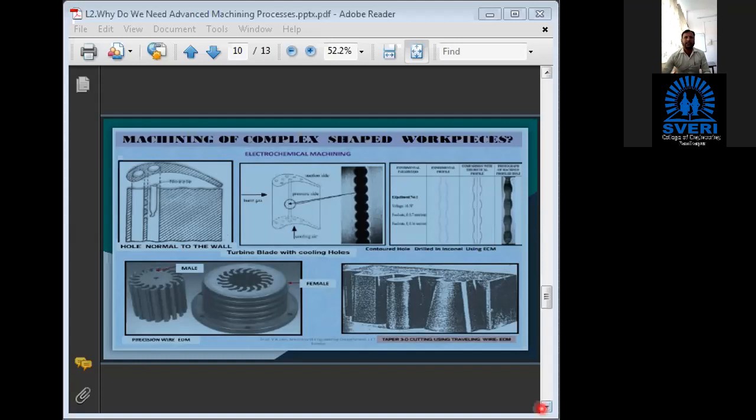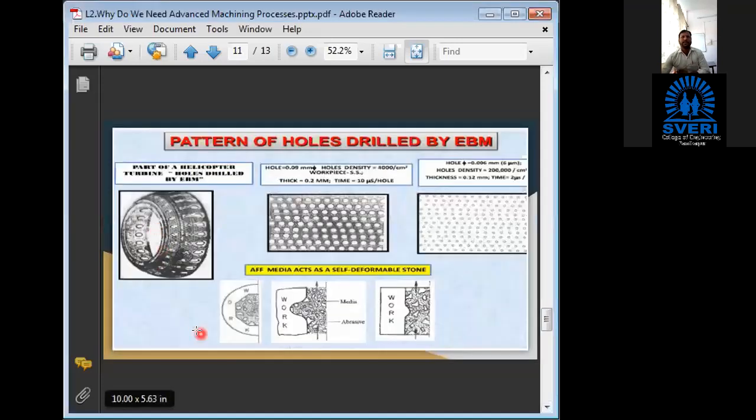Okay, another example I will show. So here are some more examples in the slides where you really need to go for the advanced machining process. Okay, the top left-hand side, this one.